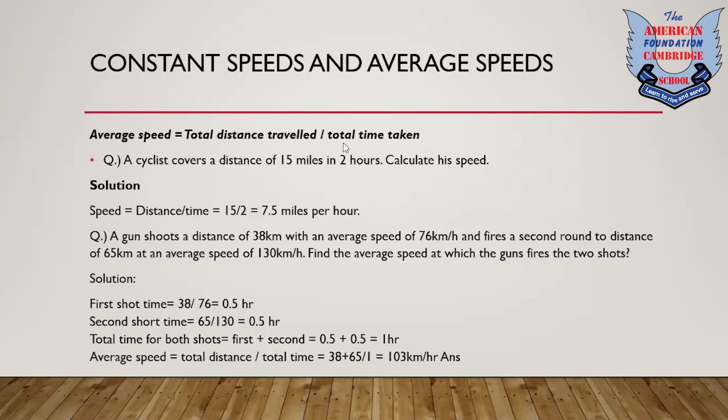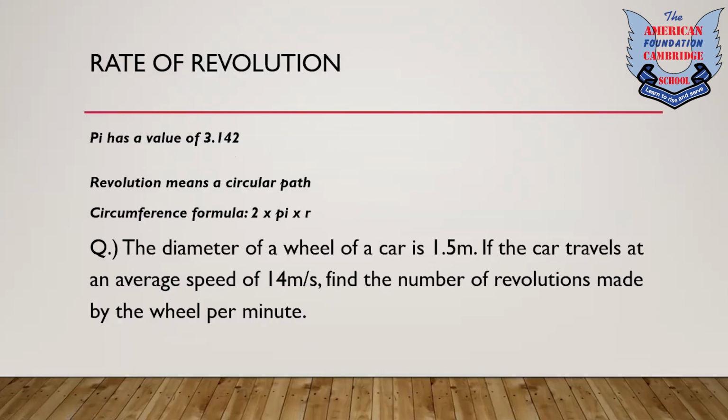You get 0.5, and when you do the second one, you get the same answer. When we add both of them to get the total time, we get 1 hour. Since the average speed formula is total distance upon total time, we add both distances and both times, and we get the final answer, which is the average speed. You can clearly see. Moving on.